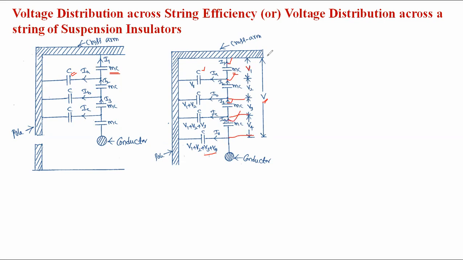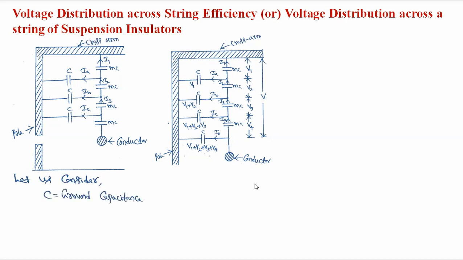Here we want to find out how much the individual voltage is, that is, whether all the disks should be maintained at the same voltage or it should be different. But in the last class we have already discussed that it is not maintained at equal voltage. As we derive, we want to know which side the voltage is maximum, the conductor side or the cross arm side, and which side the voltage is minimum.